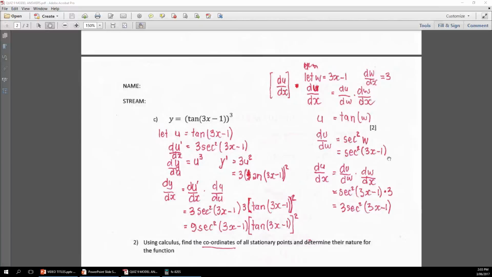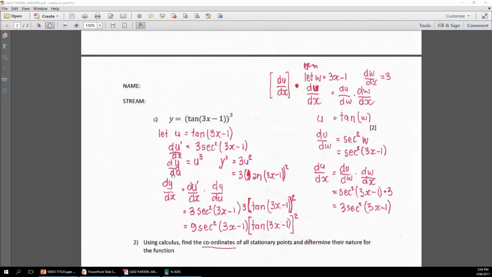Okay, so we're trying to find du by dx up here, and we let w equals 3x minus 1, dw by dx equals 3. Du by dx, which is what we're finding, equals du by dw dot dw by dx. So u equals tan w, du by dw equals sec squared w. So I've substituted w back in, sec squared 3x minus 1. So du by dx equals du by dw dot dw by dx. So du by dw is sec squared 3x minus 1, and dw by dx equals 3. So we get 3 sec squared 3x minus 1, which we write du by dx equals 3 sec squared 3x minus 1.